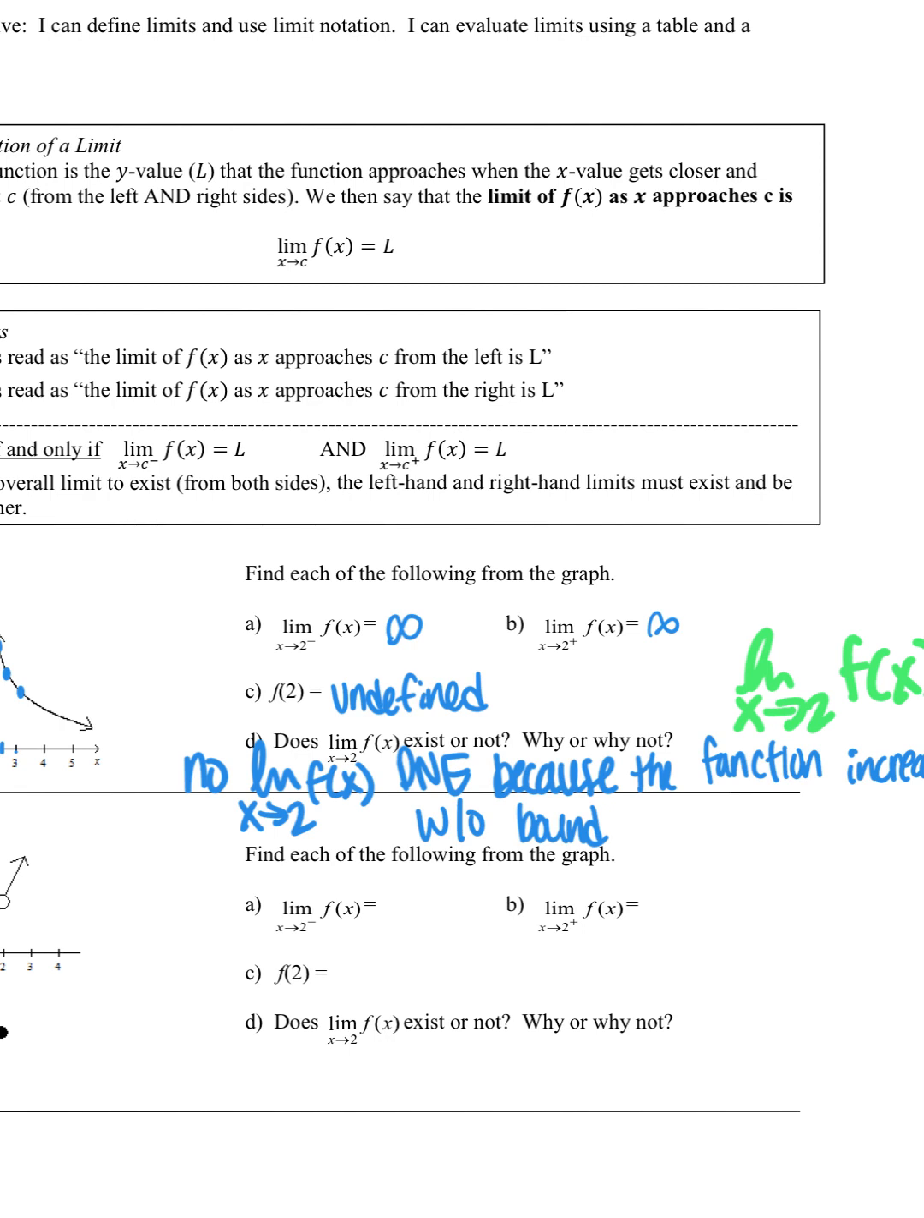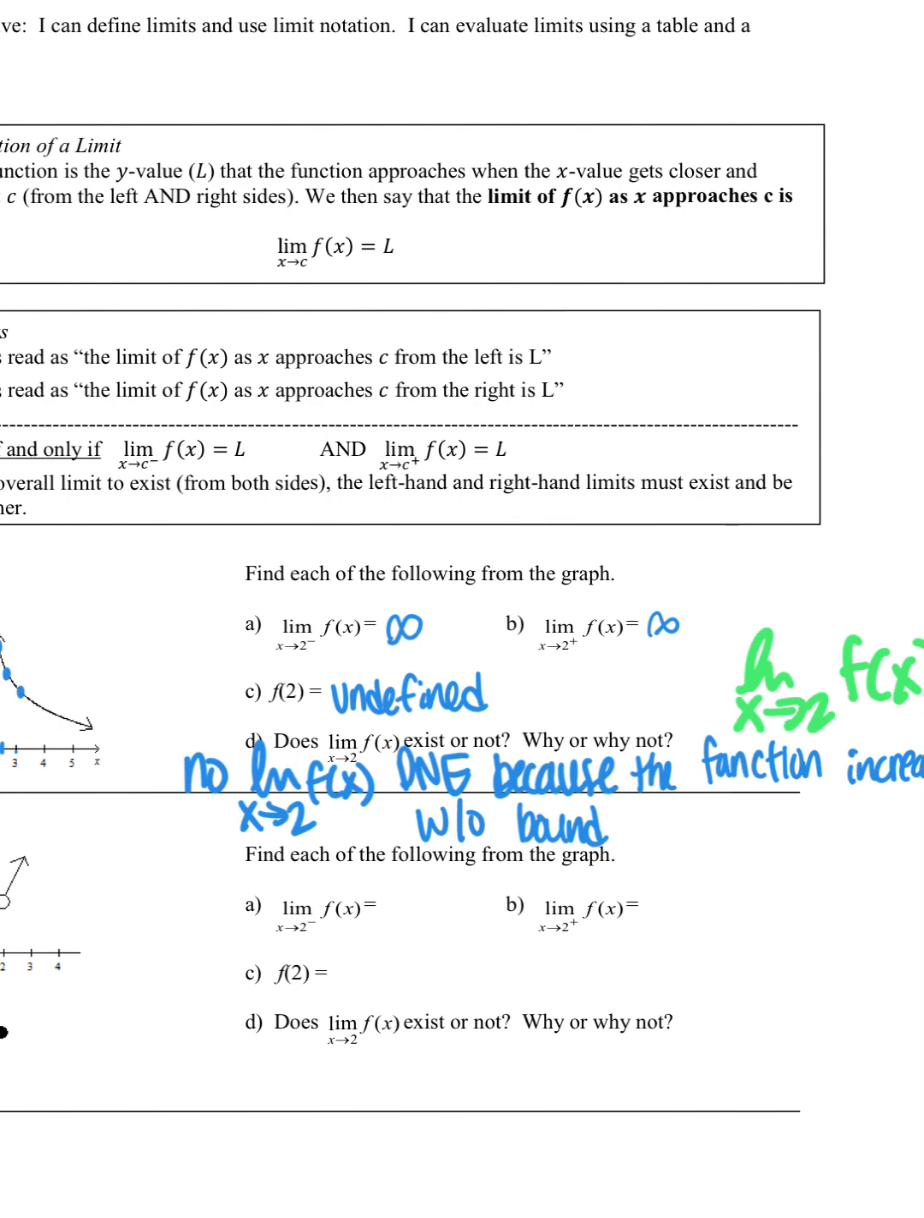Now, does that limit exist? No. If it equals infinity, it doesn't exist, right? It's not approaching a value. It is increasing without bound. But this tells you that it approaches infinity from both sides. Does that make sense? Because they just said the limit, it approaches 2, okay?